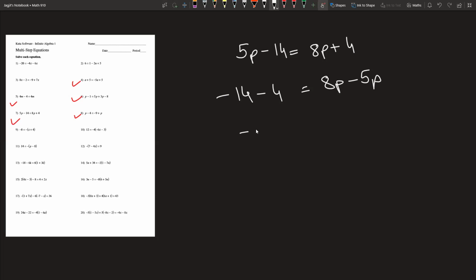Minus 14 minus 4 is minus 18. And 8p minus 5p is 3p. Okay, now we're going to cross multiply because 3 is multiplying here. It comes over here and it divides. What's minus 18 divided by 3? 18 divided by 3 is 6, and you just leave the negative sign as it is.